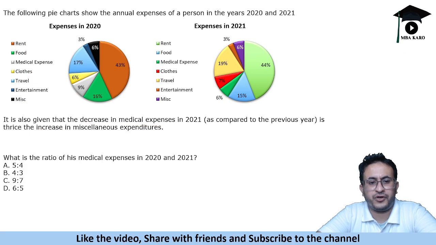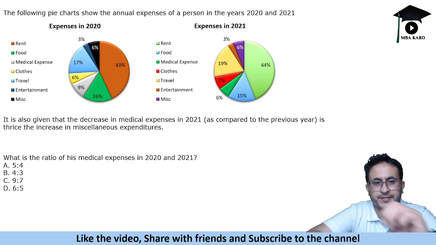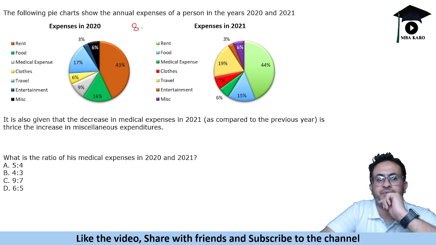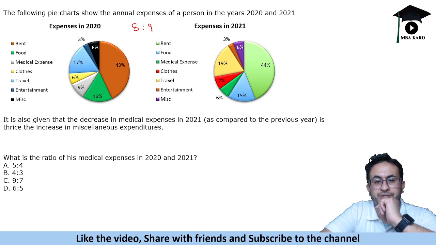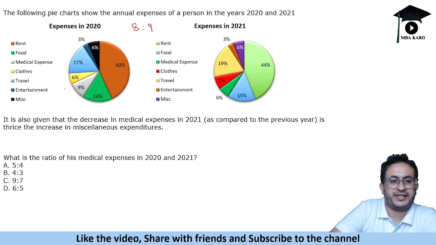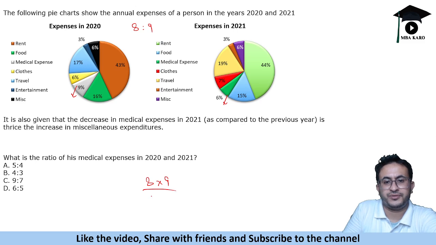What is the ratio of his medical expenses in 2020 and 2021? Now this is a ratio based question. So we know from the previous question the total ratio is 8:9. So medical expenditure is 9% and here it is 6%. So 8 into 9 ratio 9 into 6. So we get 4:3.